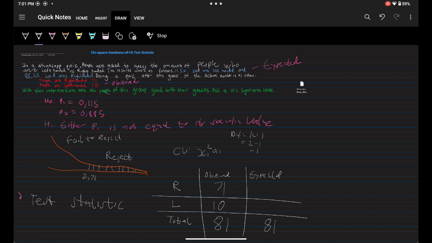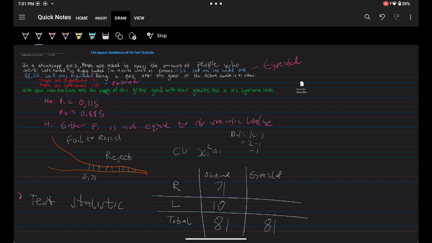Just to know. Now you might ask how to find the expected. You see over here they're saying 88.5% was right-handed. So all you need to do is say this: in the right-hand column, you say 88.5% times 81, because we need to know, out of 81 people, this proportion, what is it? 88.5% of 81.